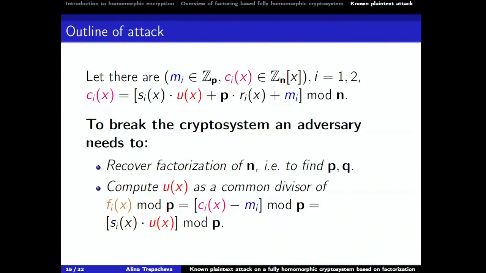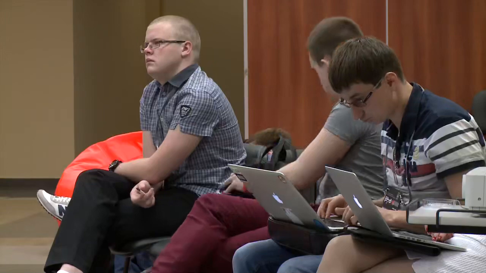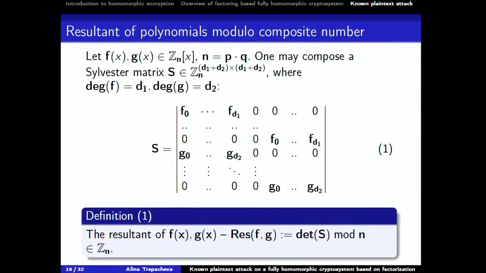And this property gives the strategy to analyze the cryptosystem to find the factorization and secret key. First of all, an adversary should recover p and q, and then the secret polynomial U may be computed as a common divisor of polynomials equal to ciphertext minus plain text modulo p for a given pair plain text, ciphertext. To explain how p and q may be recovered for the first step of our attack, we need the notion of polynomial resultant. Resultant for polynomials f and g with coefficients in Zn is a determinant of the Sylvester matrix composed by coefficients of f and g.